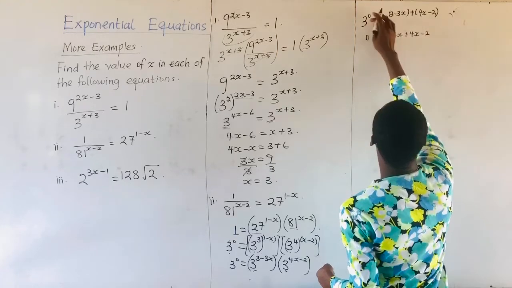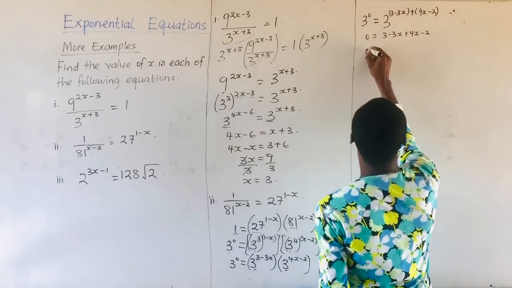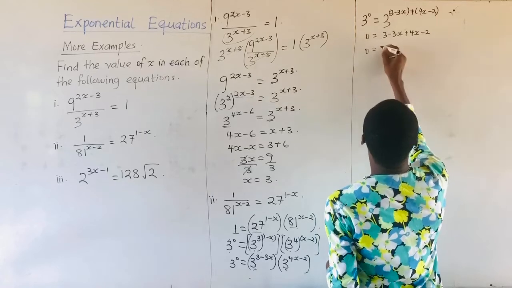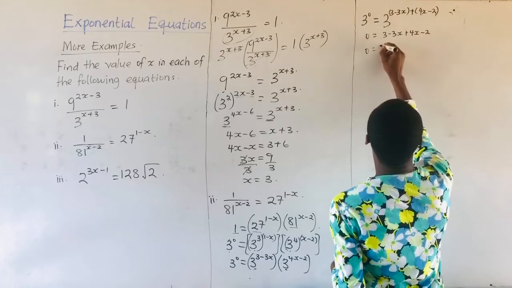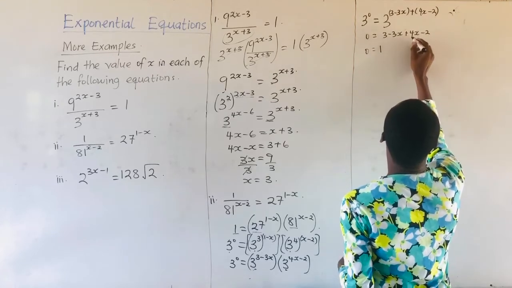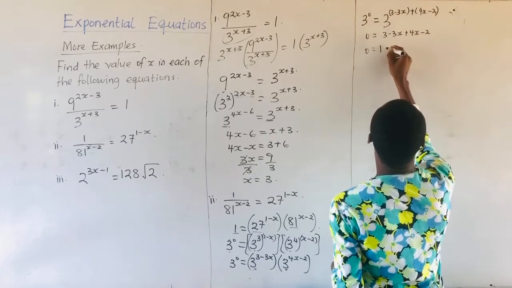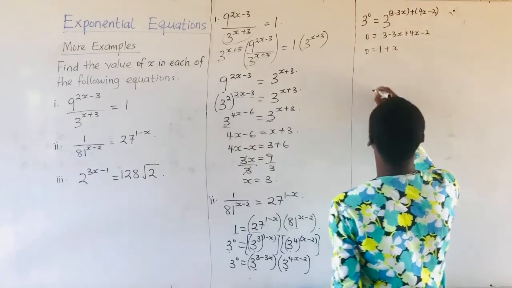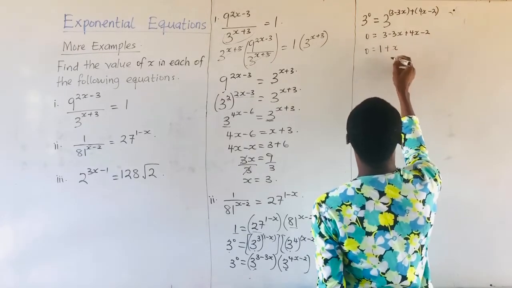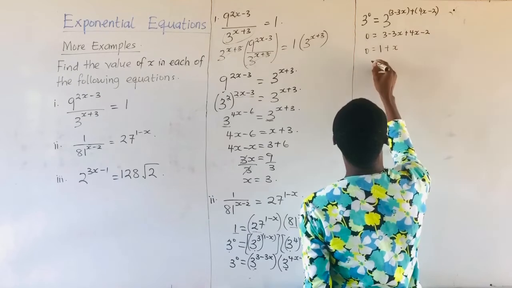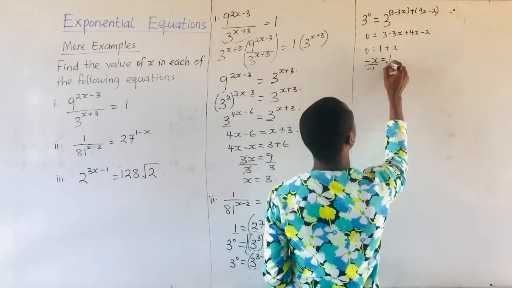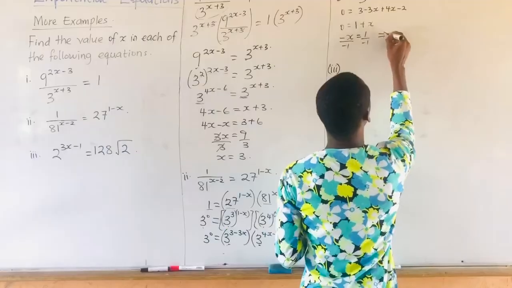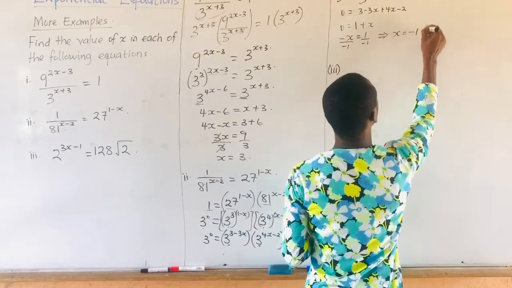The bases are the same and we are equating the exponents. Let's add the numbers: 3 minus 2 will give us 1. Then negative 3x plus 4x will give us x. Now we want to group like terms. So x will move to this side to become negative x equal to 1. We divide both sides by negative 1. That implies that x is equal to negative 1.